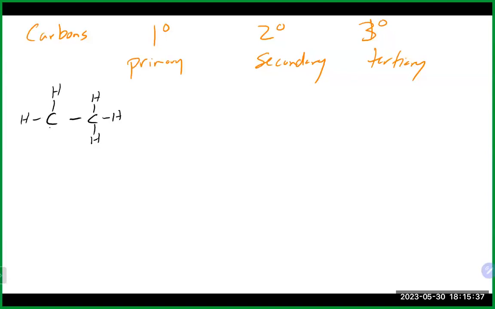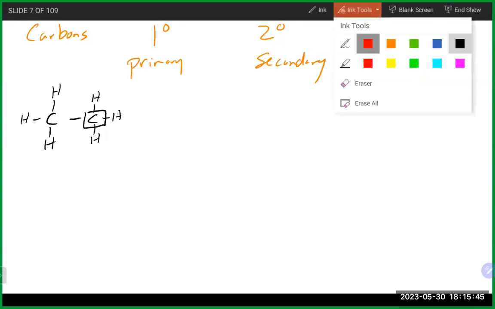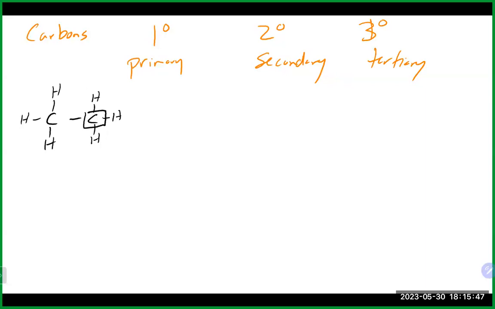If we wanted to classify that carbon right there, all we have to do is figure out how many carbons are directly attached to it. In this case, there's just one carbon directly attached to it, which would make this a primary carbon. Some people will tell you to count the hydrogens, so if you've got 3 hydrogens, it's primary, but it makes more sense just to count the carbons, because however many carbons you have is basically the classification.